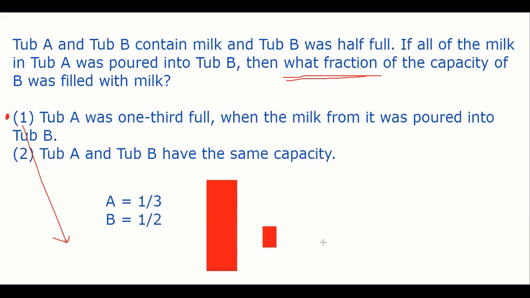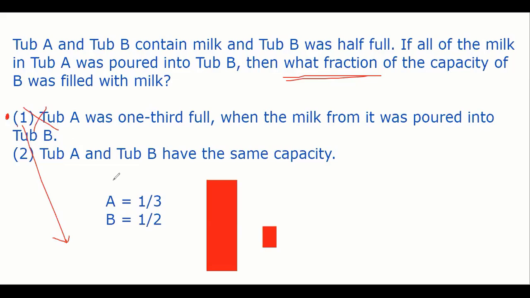Correct? Yes, sir, because we don't know the capacity of A and B here. We only know A is 1/3 full. So unless we know how big A is or how big B is, we cannot find out. We only know A is 1/3 full. One is not sufficient. You are right. One is not sufficient. Very good.